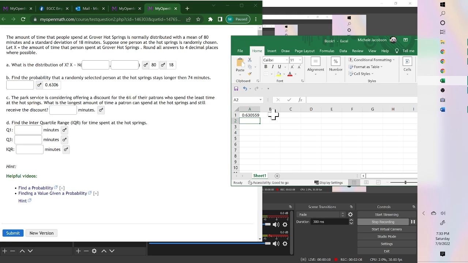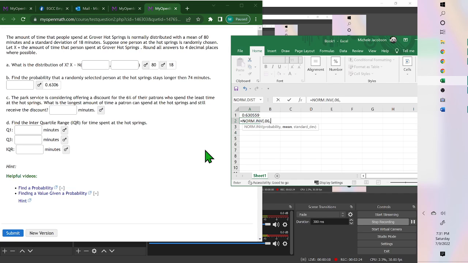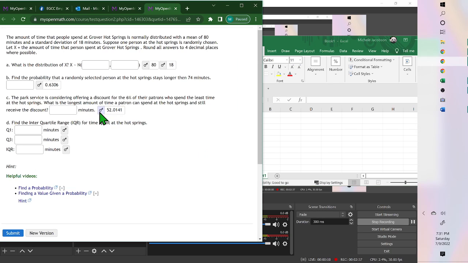So that would be equals norm. Now in this case, we're given the percent. We're looking for the value, so you use the inverse one. Then you put your probability, and it's 6% below, so 0.06, written as a decimal, with the mean, which was 80, and the standard deviation of 18. For inverse, you do not need the 1, and hit enter. And the answer was 52.